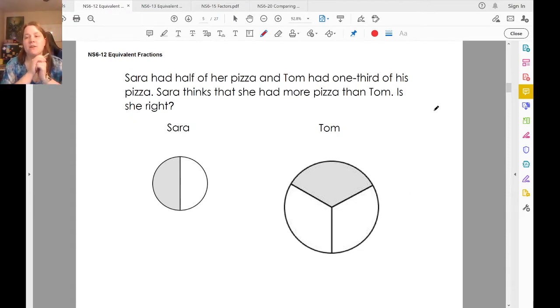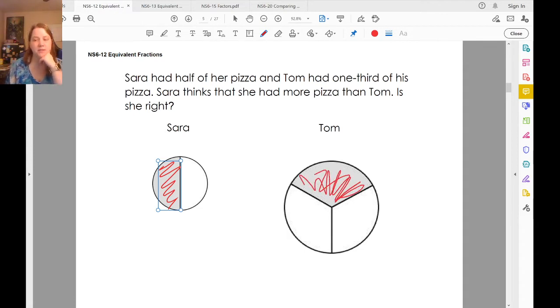Let's look at Sarah and her half of a pizza. Sarah had half a pizza. Tom had 1/3 of a pizza. Sarah thinks that she had more pizza than Tom. Is she right? Well, yeah, we can see that Sarah got all of this, and Tom got all of, oh my, look at the size of those pizzas.